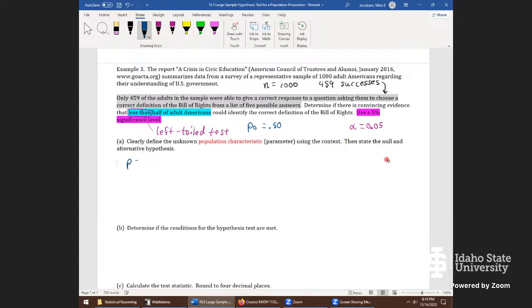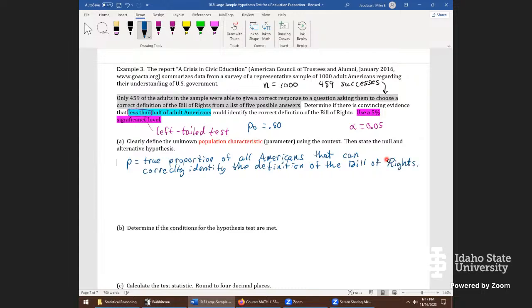So let's write out P equals the true proportion of all Americans or USA citizens. Let's use their language and just say Americans for short. That can correctly identify the definition of the Bill of Rights.